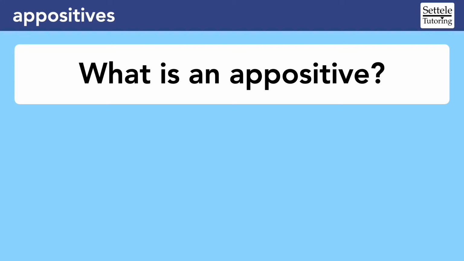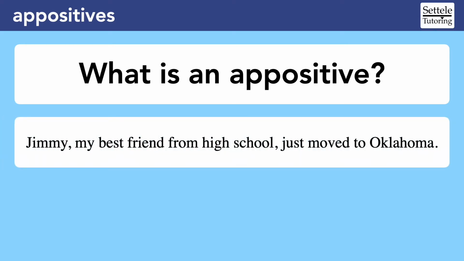This lesson is about a grammar rule that is very confusing in real life, but very simple on the SAT. Even if you've never heard the word appositive before, you've almost certainly used appositives in your own writing. Here's a sentence with a clear appositive between two commas. Jimmy, my best friend from high school, just moved to Oklahoma.